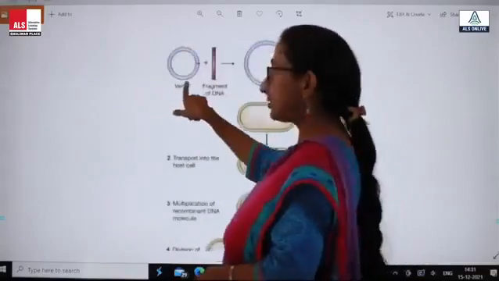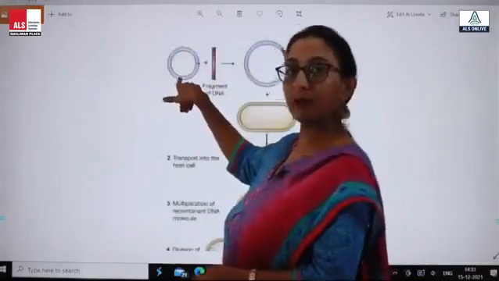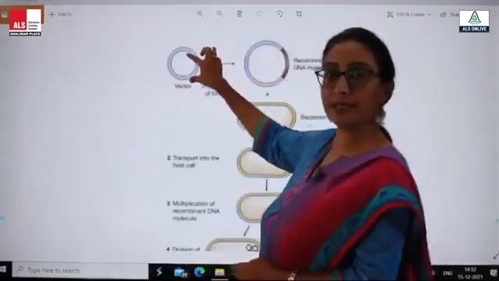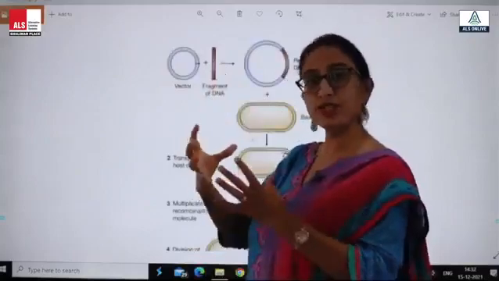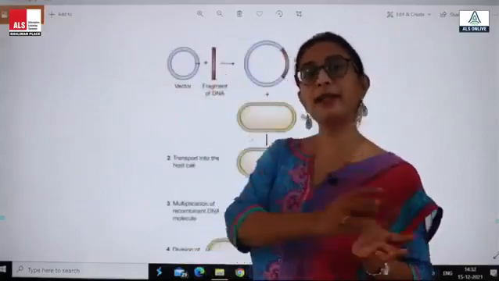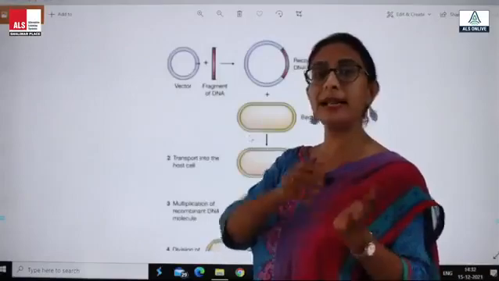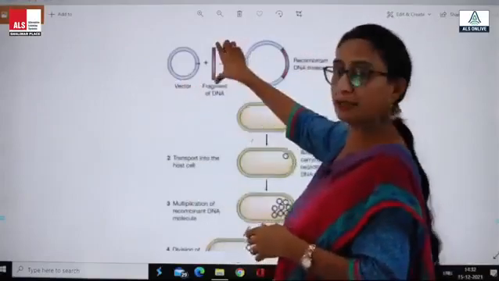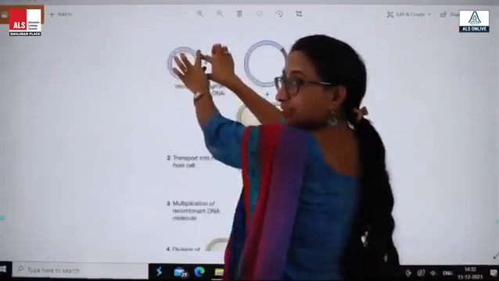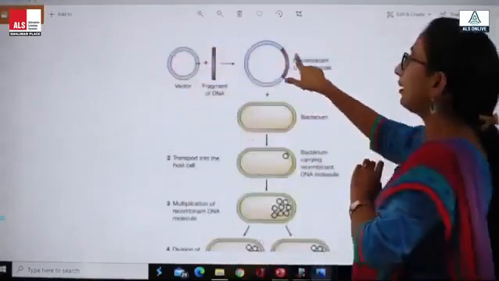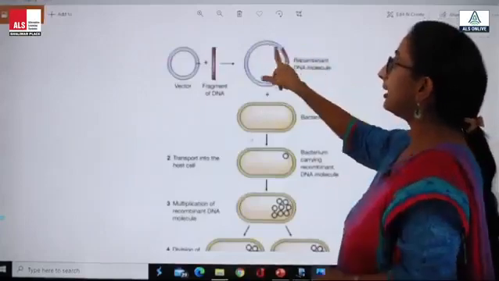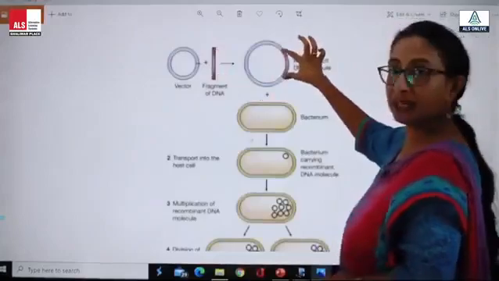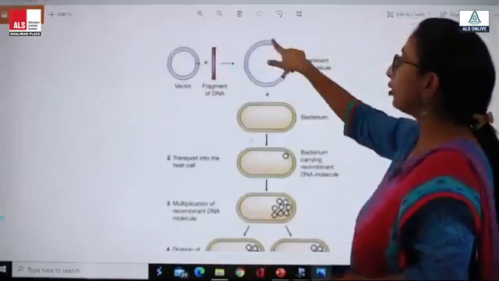Okay. So you understood what is the meaning of vector, right? Vectors are a vehicle which enable us to transfer this gene of interest into the bacterial cell. So it acts as a vehicle which carries the gene and enables it to enter into the bacterial cell and multiply over there. So this is the vector and this is the gene which we are interested in. So now we have to combine these two. We combine them to form a recombinant DNA molecule. Here you can see this is the vector molecule. And here we are taking this fragment DNA and we are attaching it with it to form this recombinant DNA molecule.